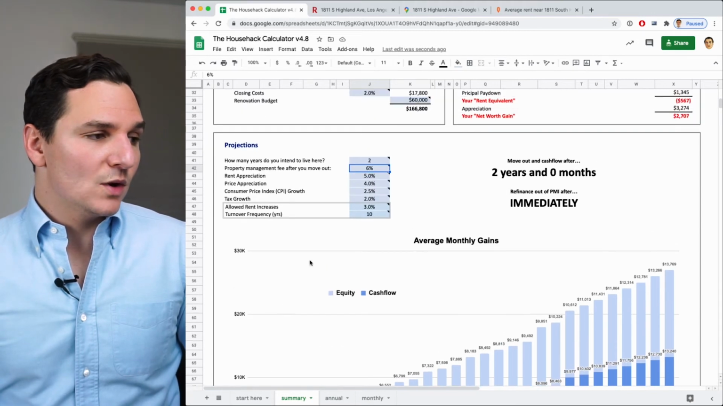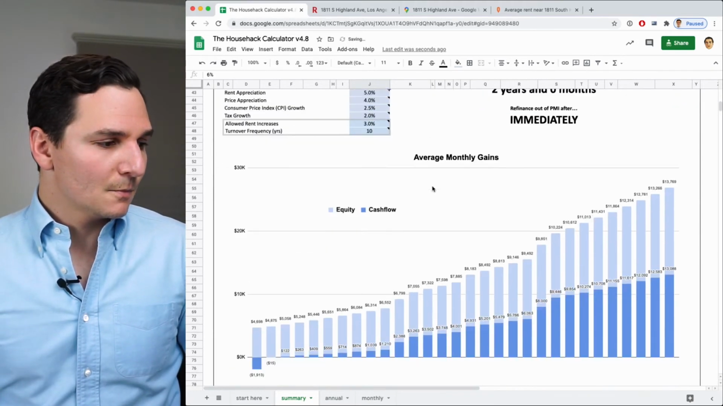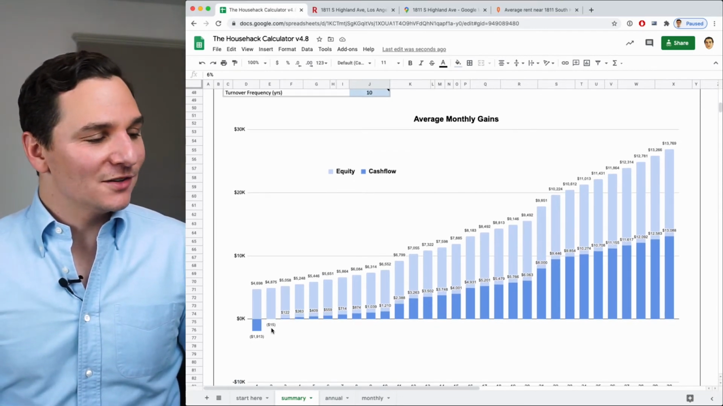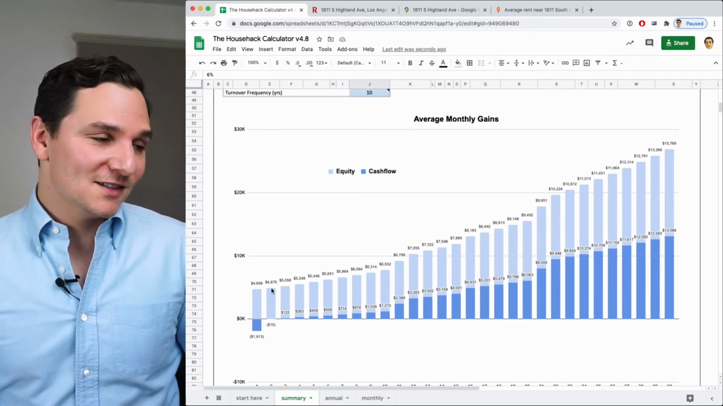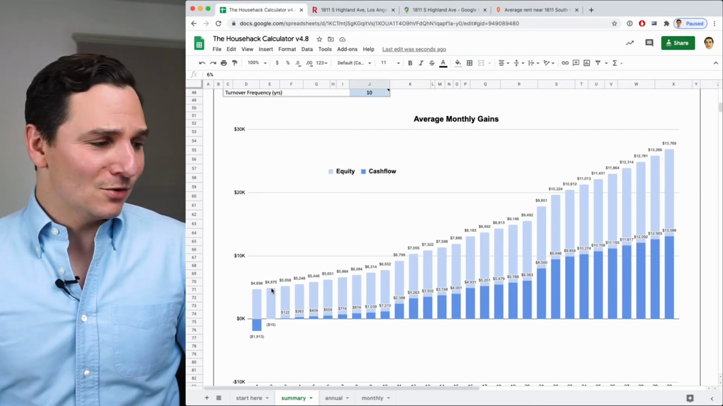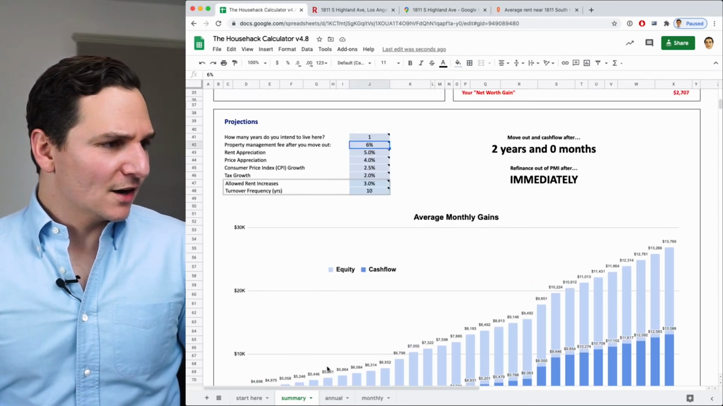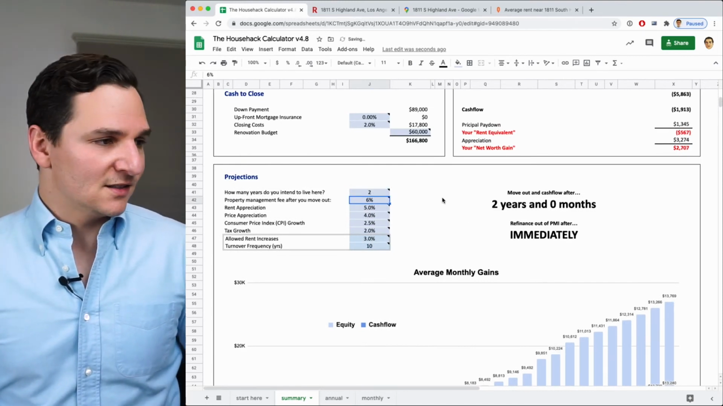Let's say we are impatient and want to move out after 1 year. Well, year 2, this property will cost us $15 per month, while giving us equity growth of $4,875 per month. So honestly, with this property, I don't think you need to worry about moving out before 2 years are up. All right, I'm going to set this back to 2, and let's play around with some financing scenarios.